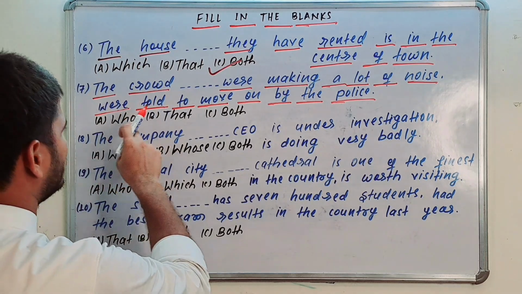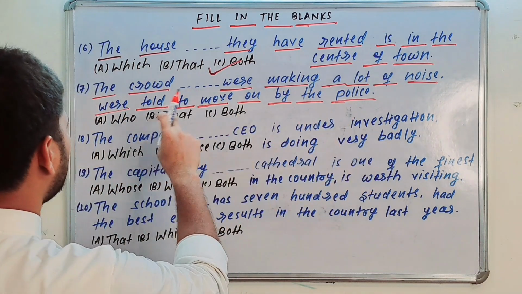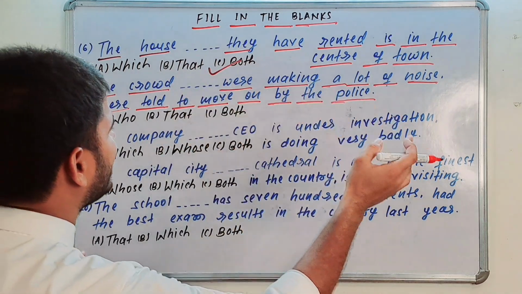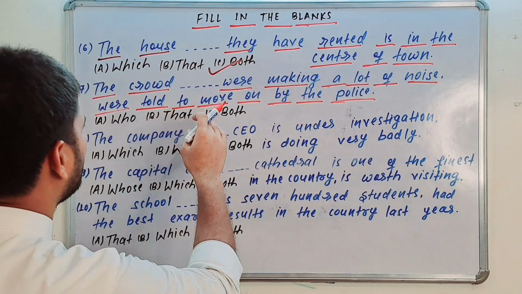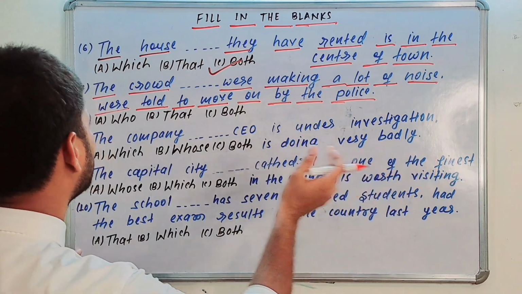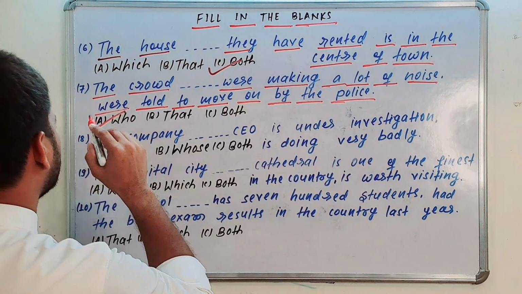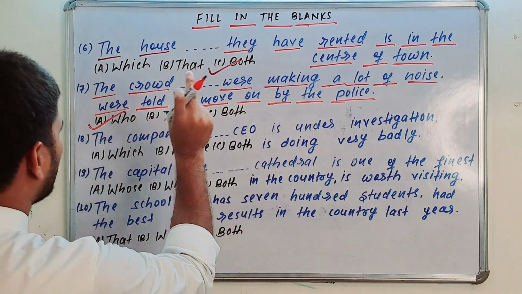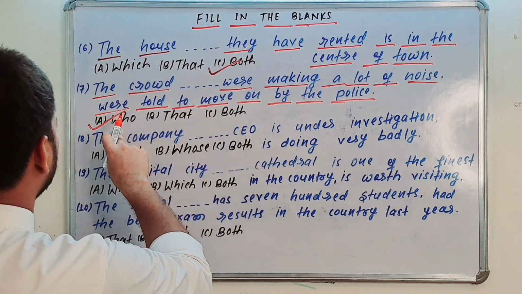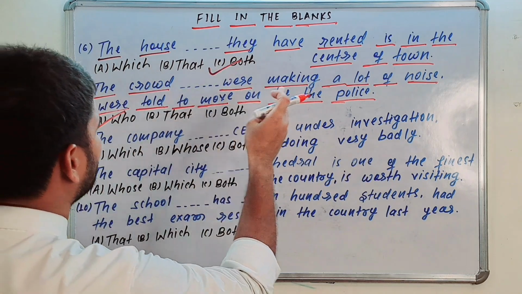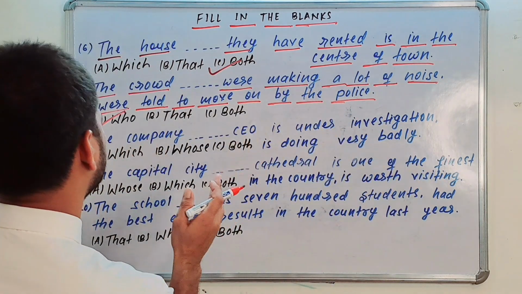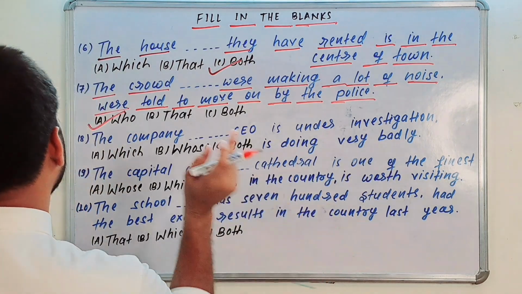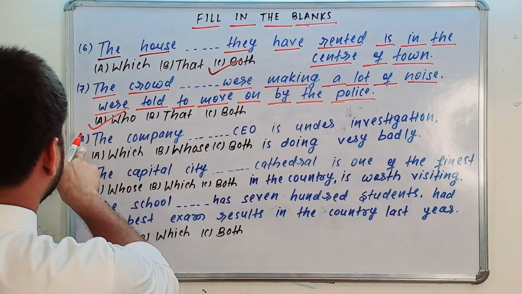The crowd who were making a lot of noise were told to move on by the police. So option A is the right answer for question 7. Put who and fill in the blank with option A, who. The crowd who were making a lot of noise were told to move on by the police. No doubt, clear. Now let's move to the next one, that is 8.